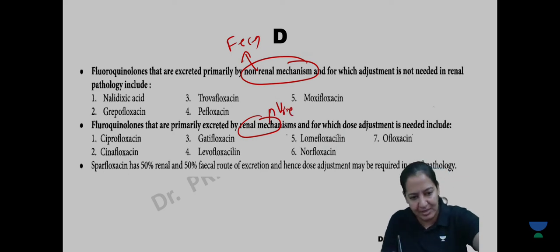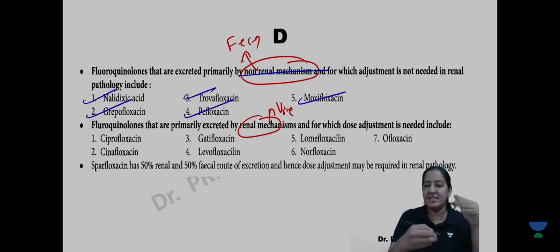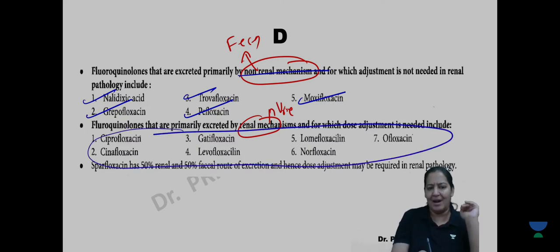So you have to learn the list. I'm reading it once, then I will show you the answer. In non-renal there are 5 drugs: Nalidixic acid, Grepa, Trova, P, and Moxi. These are excreted in feces. And in renal, all the remaining ones are there. Many are there. And Spar is unique, which is 50-50%.